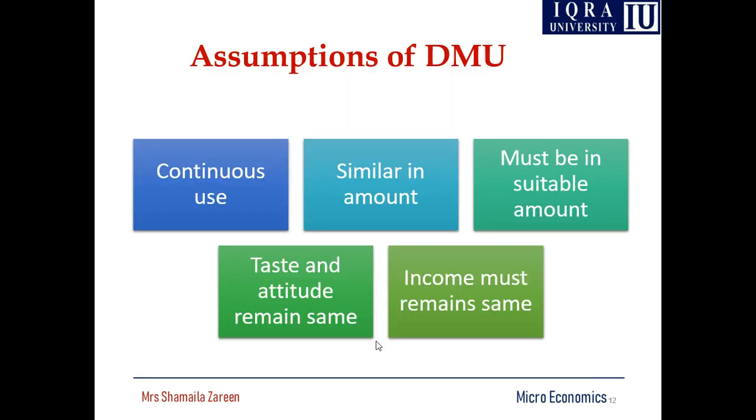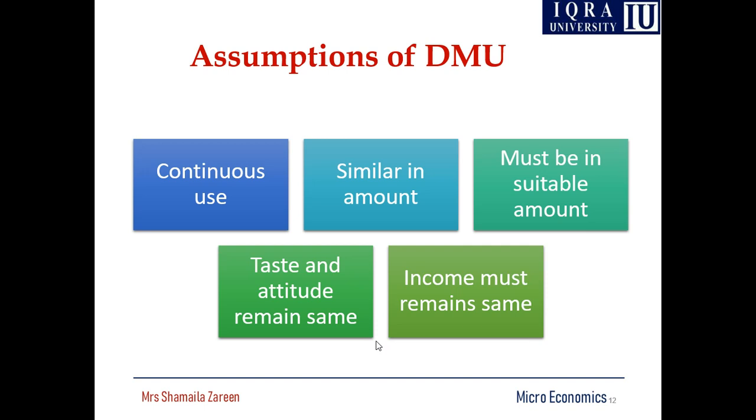Here are some assumptions of diminishing marginal utility. There is continuous use of the commodity, the units must be similar in amount, in suitable amount, taste and attitude must remain the same, and income must remain the same. It means if the person is consuming some commodity, he must consume continuously. Then this assumption will be applicable.